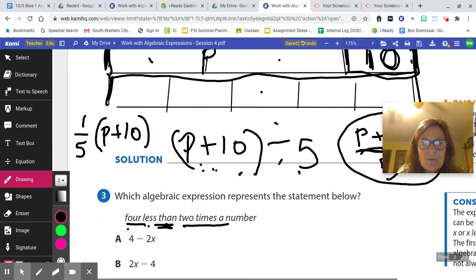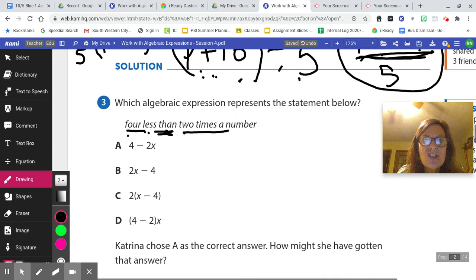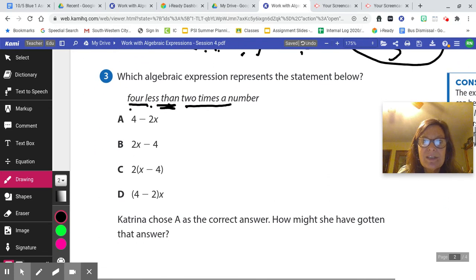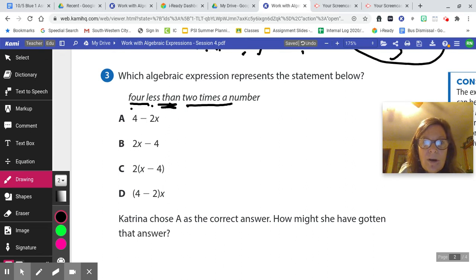And then this last one here, which algebraic expression represents the following statement? 4 less than 2 times a number. So stop and think. 4 less than. So if I said, what is 4 less than 10? 6. What is 4 less than 5? 1. Did I start with 4? No, because I'm taking 4 away from something else. Circle the answer that you think shows 4 less than 2 times the number.